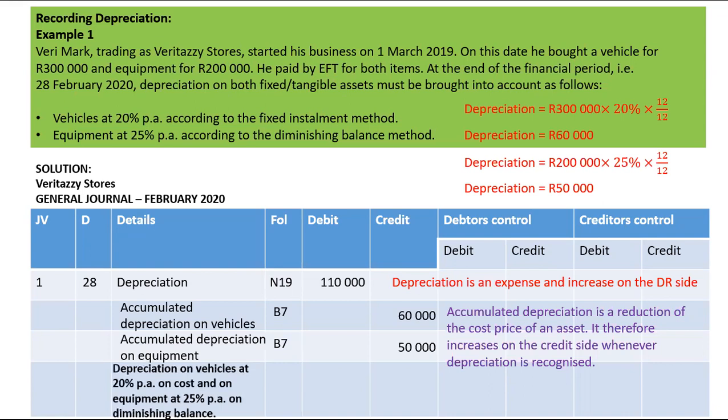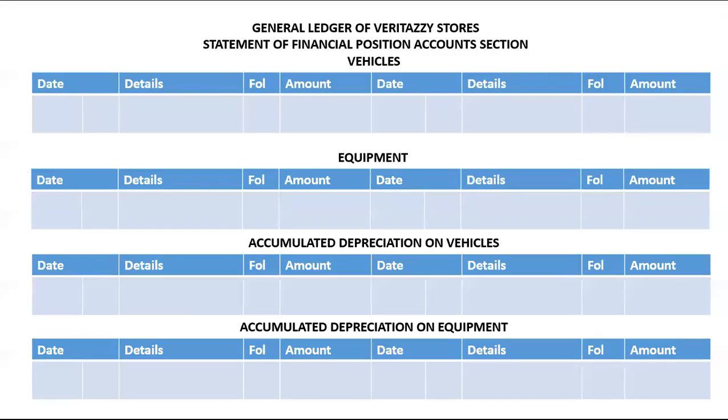Taking it to our general ledger of Barry Tasty Stores, we'll start with vehicles. Vehicles will be plus minus because it's an asset. We bought an asset on the 1st of March 2019, and we paid cash for it, which was recorded in the CPJ. And the amount for this was 300,000 rand. And for equipment, we bought equipment for 200,000 rand. Because it's an asset, it will increase on the debit side. And the cost of equipment will be 200,000 because both of them are bought for cash.